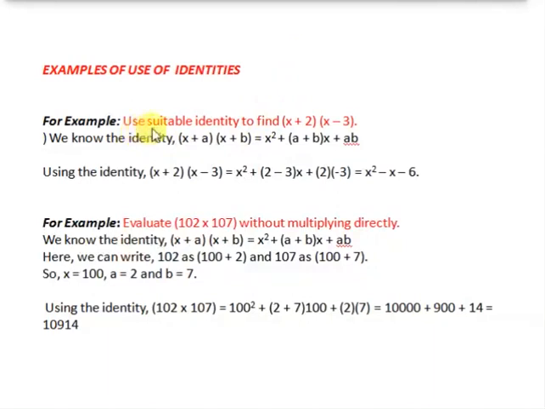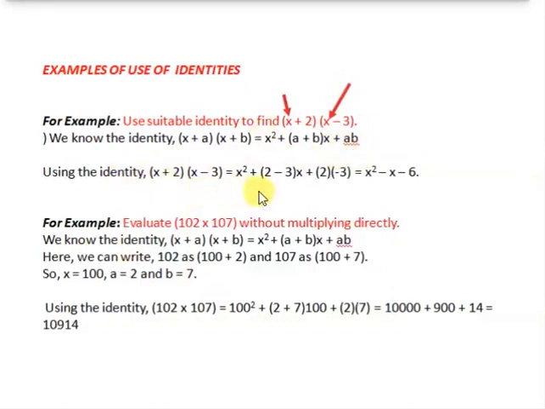See the question: use a suitable identity to find the value of (x plus 2) into (x minus 3). Now as I told you, observe this. Here it is x, and here it is also x. Just the first two terms are the same and the others are different. So we will be using the identity (x plus a) into (x plus b) is equal to x square plus (a plus b)x plus ab.